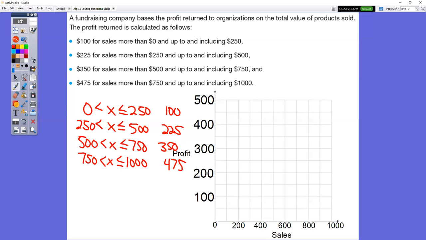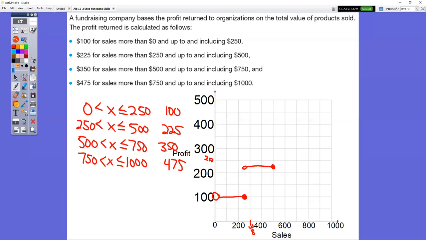So at 100, it's in between zero and 250. Now you sort of have to estimate, this would be 300 right here. So you have to sort of estimate where 250 would be. So you're going to put a solid dot right there, closed dot right there. It would look like that. In between 250 and 500, it's 225. Again, this would be 250 right here. So 225 is right about here, in between 250 and 500. 500 would be exactly right here.